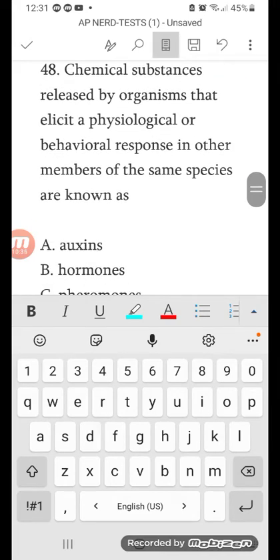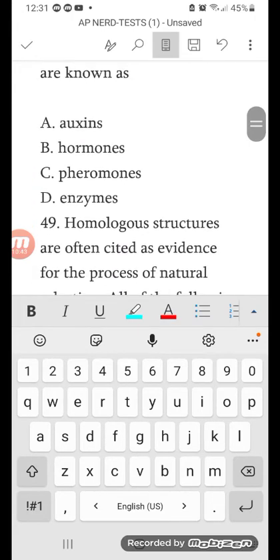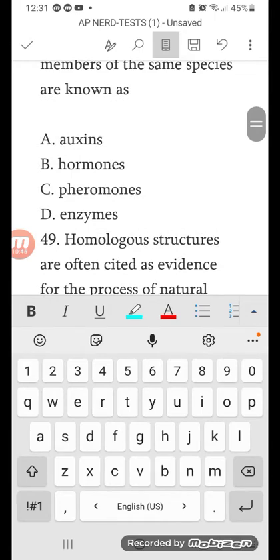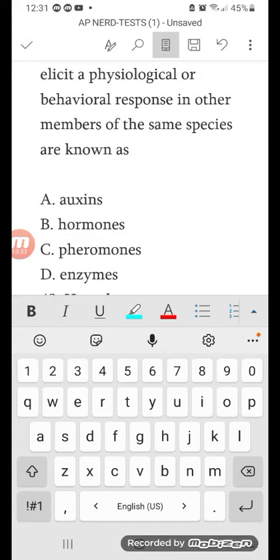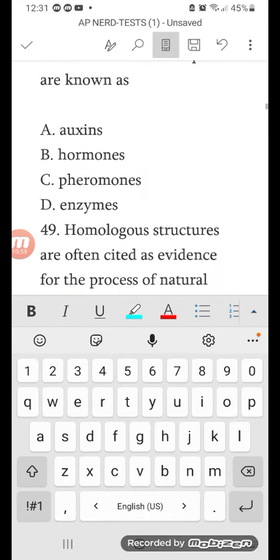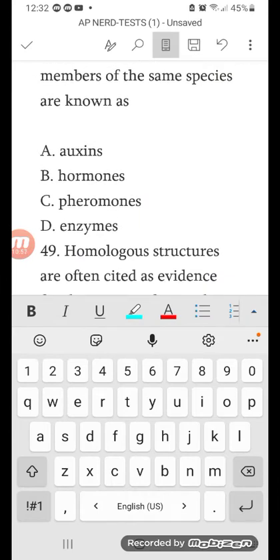Chemical substance released by organisms that elicits a physiological or behavioral response in other members of the same species, known as... Many students said hormones. No, it's not hormones. Hormones work within your own body, yes. But let's see what they're talking about. They can cause a response in other members of the same species. Pheromones. These are attractants, attracting mates. Now they use them in many perfumes to attract the opposite partner or excite the opposite partner sexually. So they are pheromones.